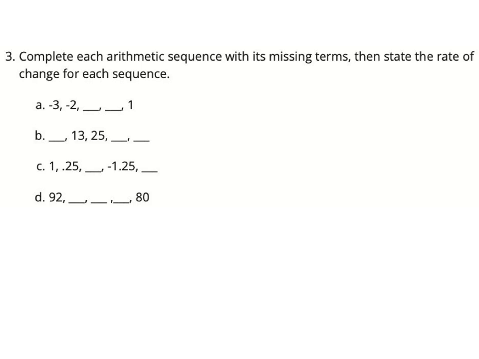Okay, -3, -2, -1, 0, +1. So the change is +1. So 13 and 25. So 13 plus 12 is 25. So if I add 12, I'm at 37. If I add 12, I'm at 49. If I subtract 12, I'm at 1. So the change is +12 going to the right. So whatever you do going to the right, it's the opposite going left.